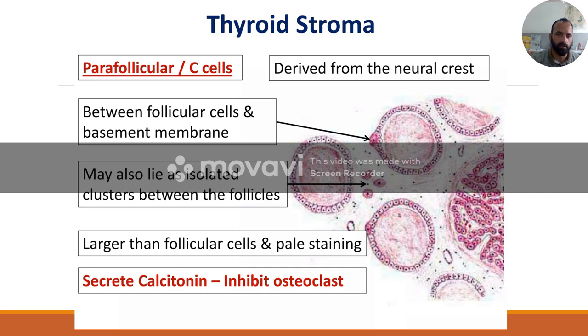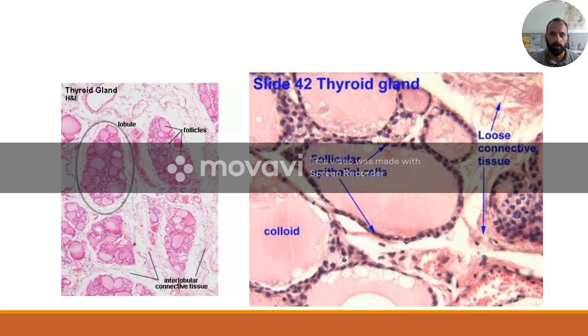Then parafollicular cells. What I told you, the parafollicular cells will be either isolated between two follicles, or they will be between the follicular cell and the basement membrane. So here are examples of how they are present in the thyroid gland, and they will secrete the hormone called calcitonin, which will inhibit osteoclast activity. This is an example under the microscope. What you are going to see is a thyroid follicle with epithelium, with colloid, and loose connective tissue, what you call the stroma.